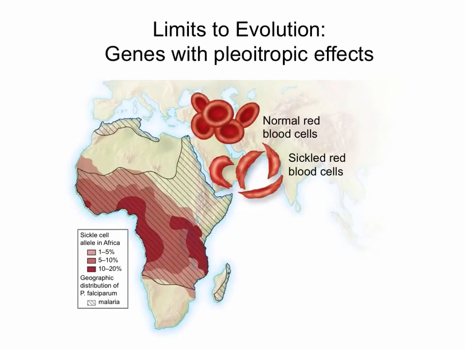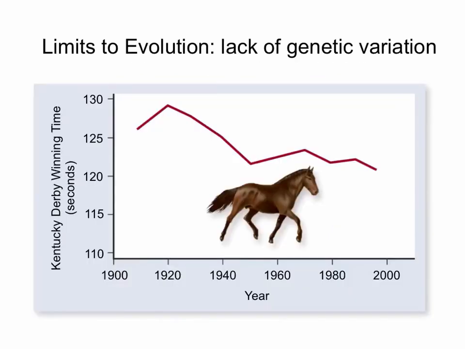When you have a gene with pleiotropic effect, like we talked about sickle cell anemia, it has favorable effects in which if you're heterozygous for it, you develop resistance to malaria. But if you're homozygous, then you have sickle cell anemia and you have a very short lifespan. Balancing those two effects is also a limit to evolution. Evolution will want to favor the heterozygous, but you cannot favor the heterozygous without having an increase in the homozygous recessive. Another one, like I said, is the lack of genetic variations.